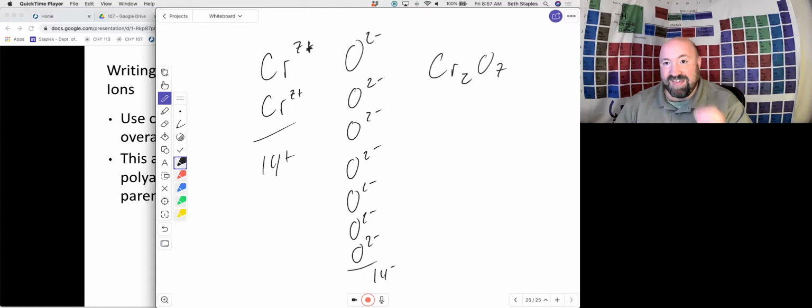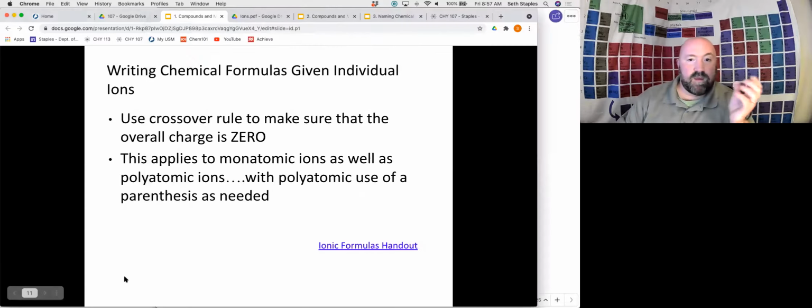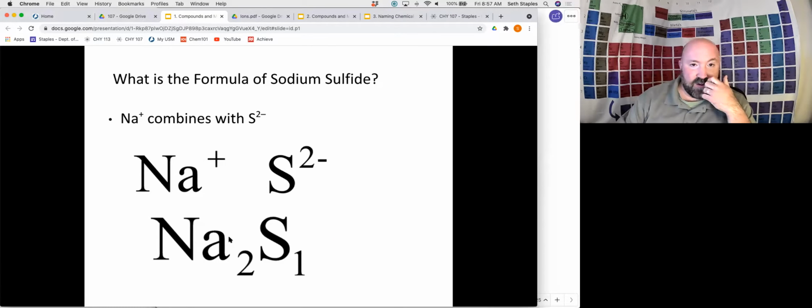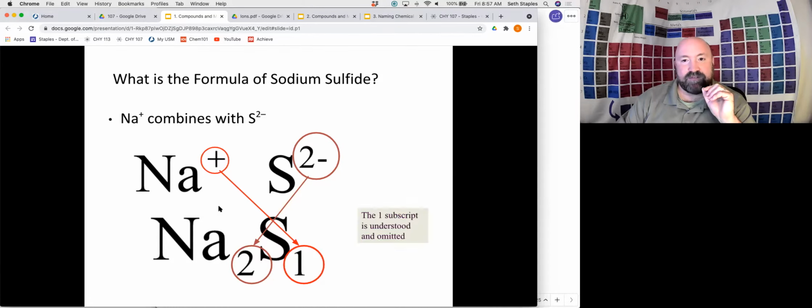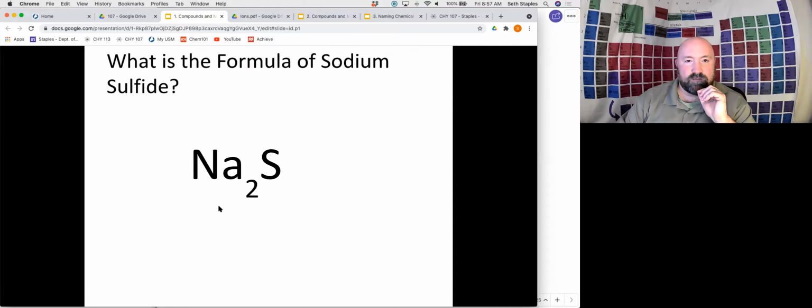So we get Cr2O7. Let's look at our crossover rule. Cr with its 7+, O with its 2-. We get the crossover, and we get Cr2O7. So this crossover rule will work. And I forgot that I did have some slides here on it. So same thing, Na1+ and S. We can see that the charge on one becomes the subscript on the other. But then we omit the 1. We get Na2S.